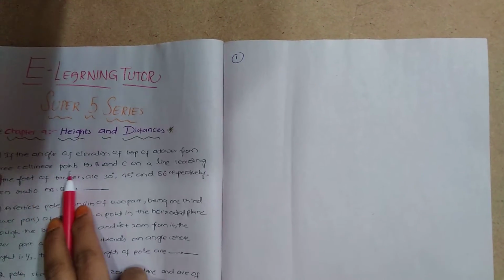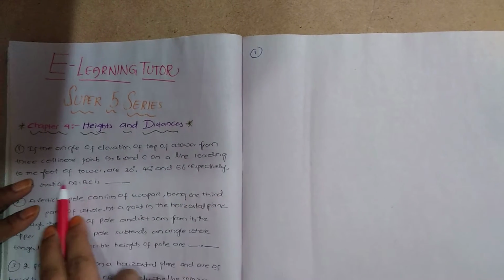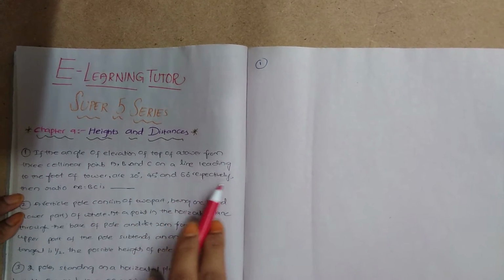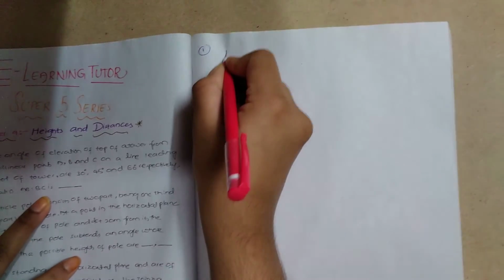So shall we start? Okay, first question. If the angle of elevation of the top of a tower from three collinear points A, B and C on a line leading to the foot of the tower are 30 degrees, 45 degrees and 60 degrees respectively, then the ratio of AB is to BC. Okay, let's draw the diagram.